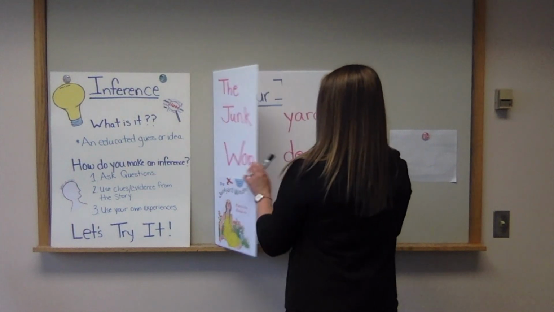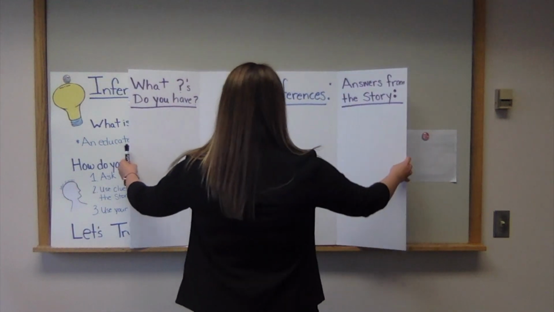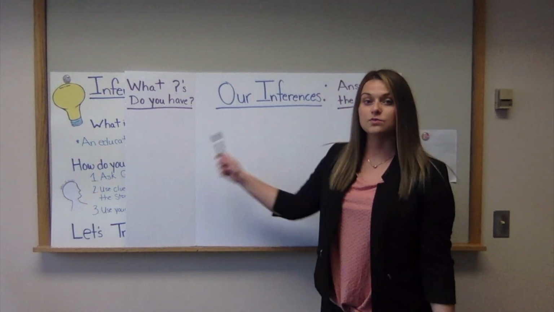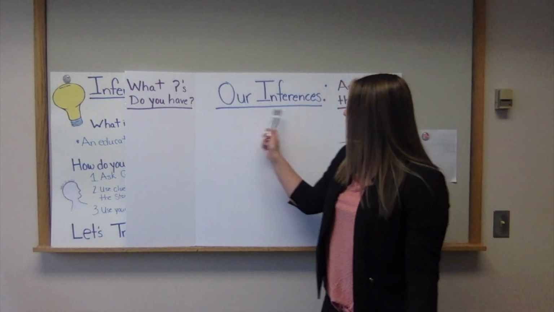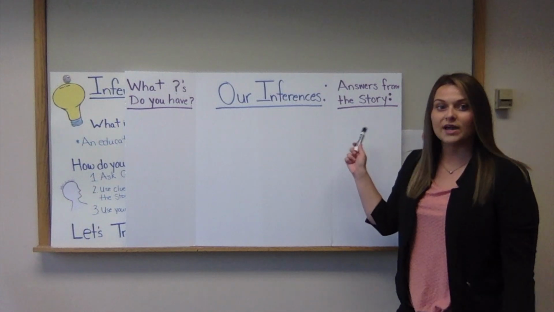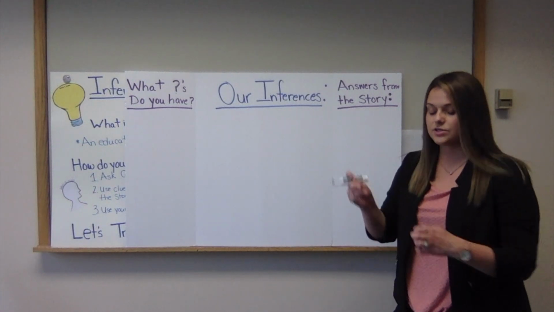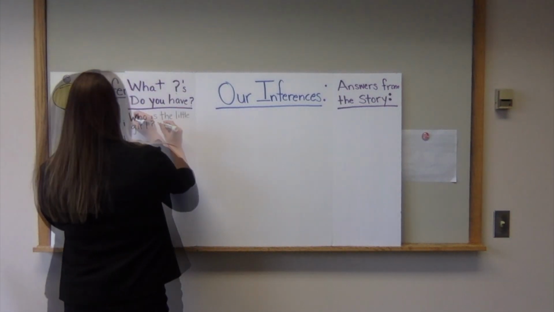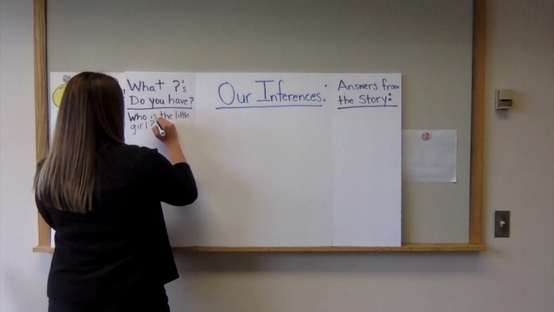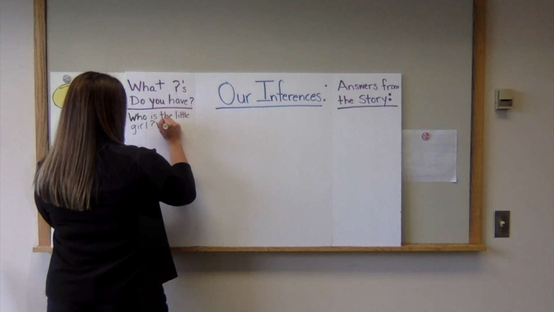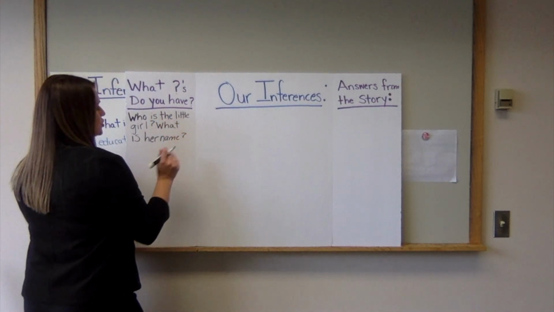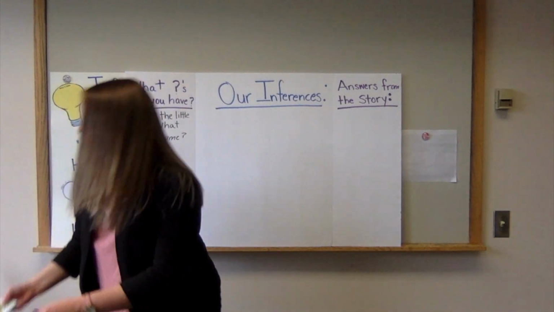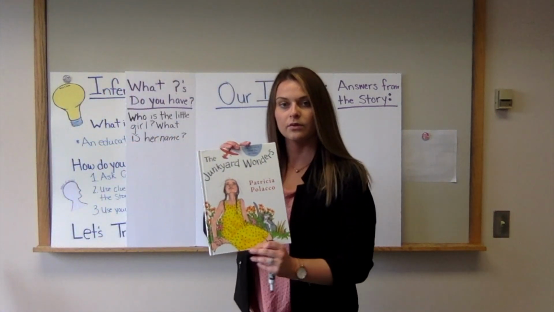Very good. So what we're going to do, we're going to fill this out. We're going to come up with some questions that we have. As we're reading, we're going to make an inference, and then we're going to see if we actually get the answer in our story. So, who is the little girl? Ooh, what is her name? That's a great question. Let's come up with at least 2 more questions. So 2 more questions about our book. Again, here is our front cover. What do you think?